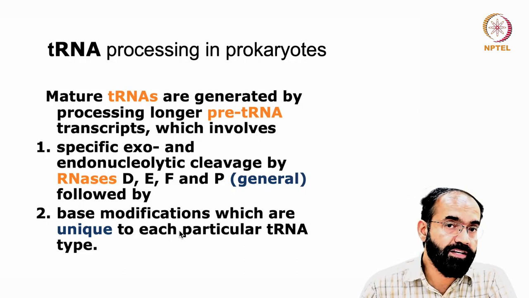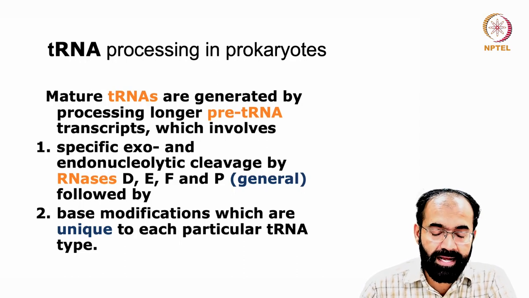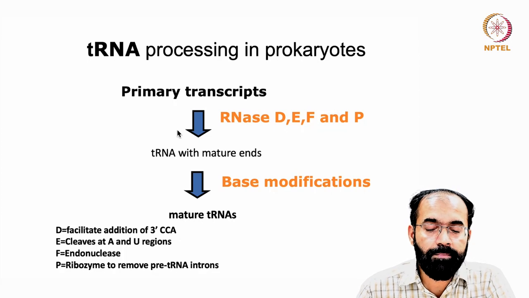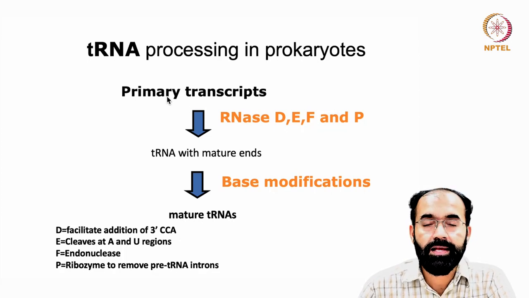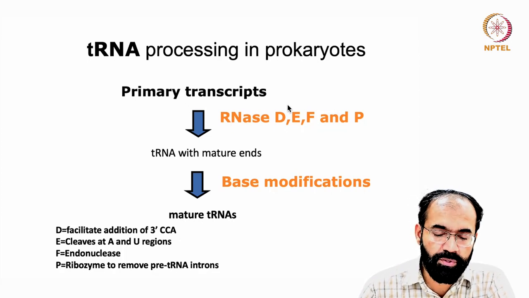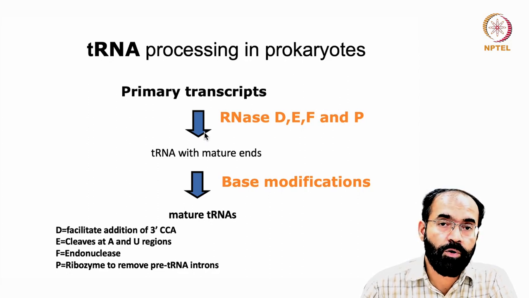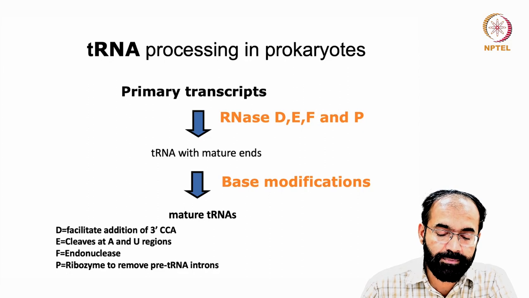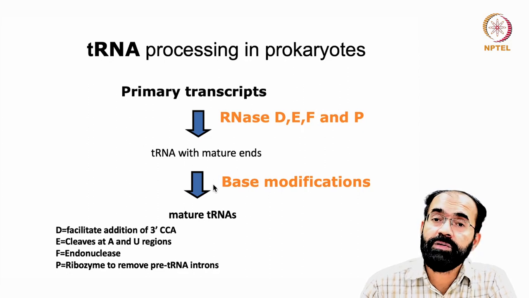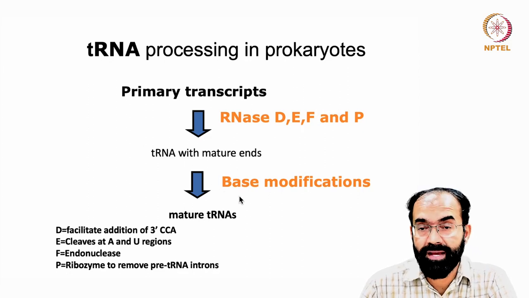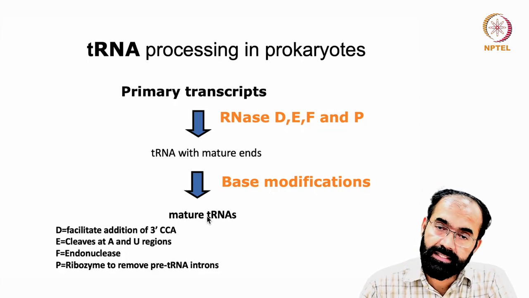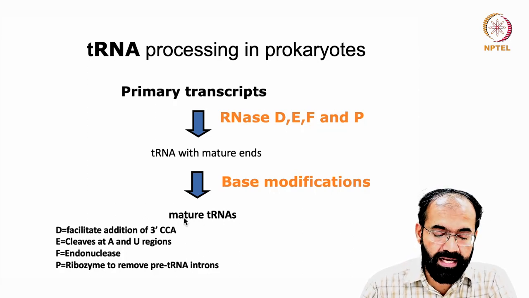tRNAs are of 20 different types. We know 20 different amino acids are there, so they are of different types. And tRNA processing in prokaryotes, let us see: the primary transcript, when it is produced, is acted upon by RNase D, E, F and P, and this causes a proper maturation of the transcription ends, and this will further undergo base modifications and you end up getting a mature tRNA.